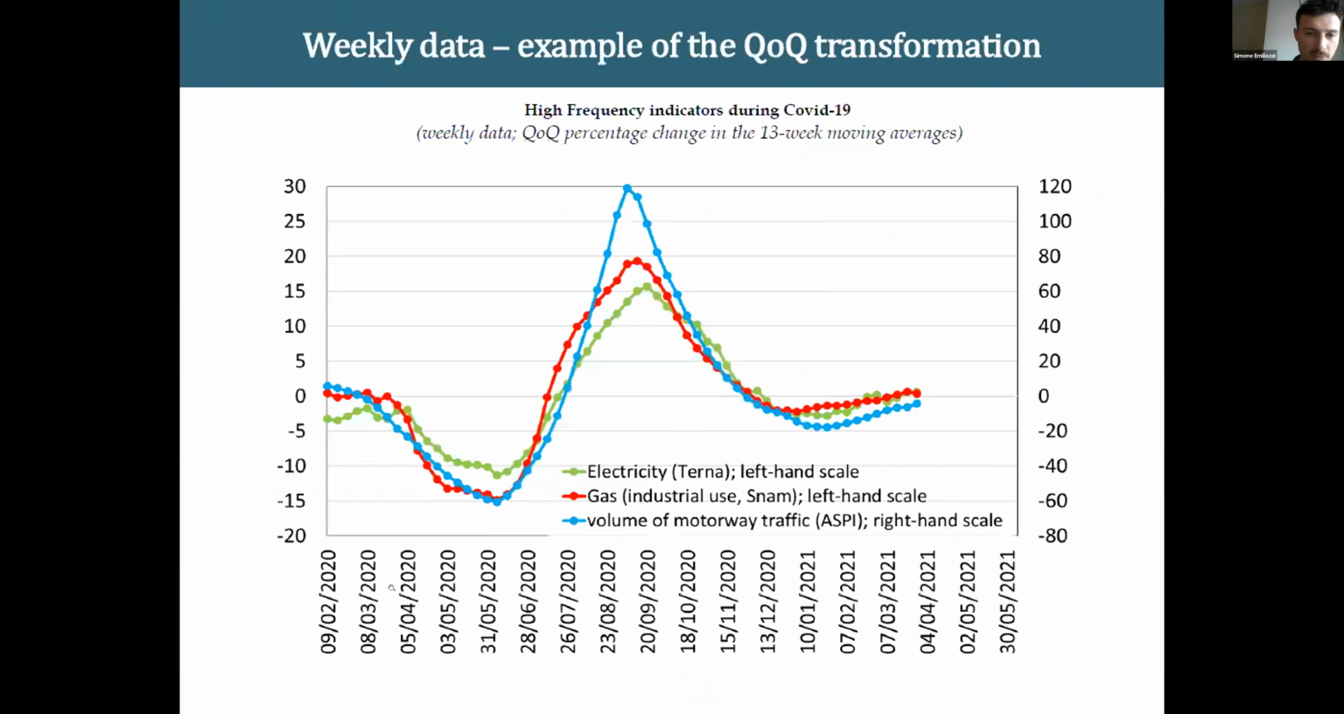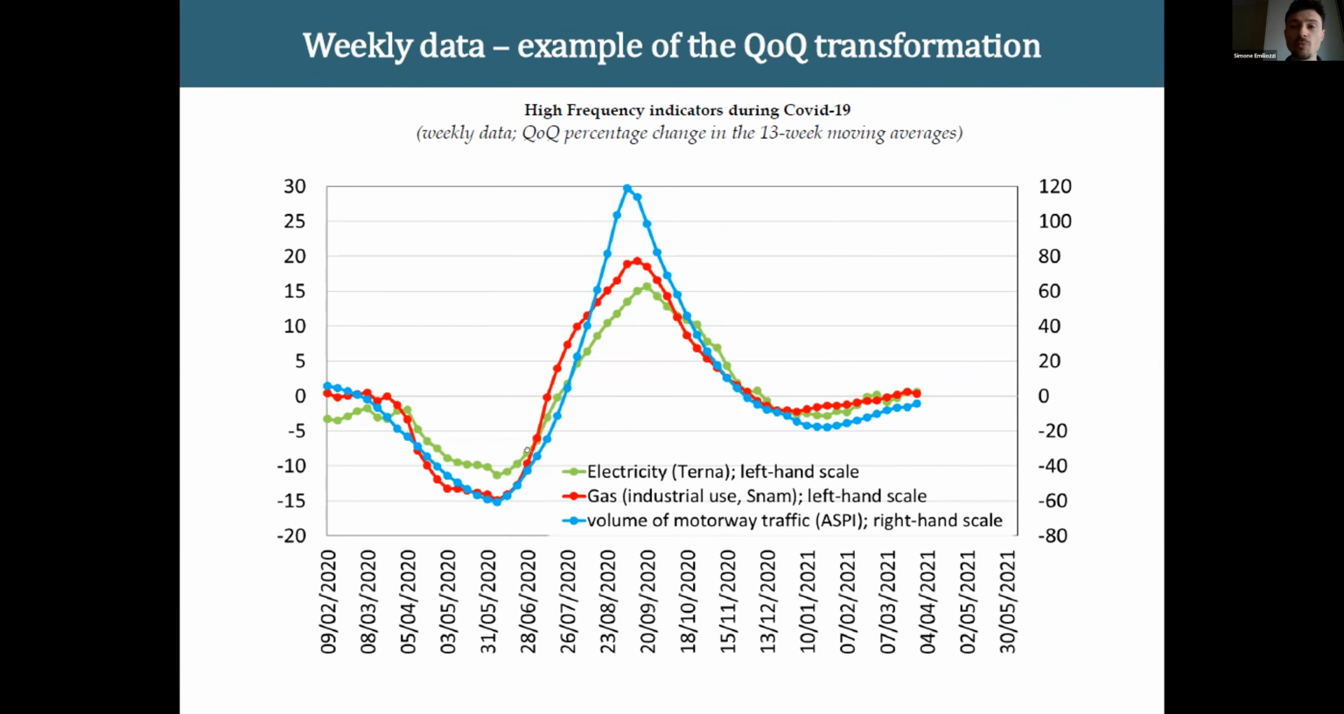The monthly variables are not standard. So let me show you what this transformation gives for the total consumption of electricity in Italy in green, gas pipeline for the industrial sector, and volume of motorway traffic. Here we take only cargos, so not automobiles, not family cars. Basically, only cargo that brings goods around Italy.